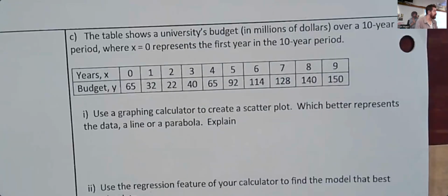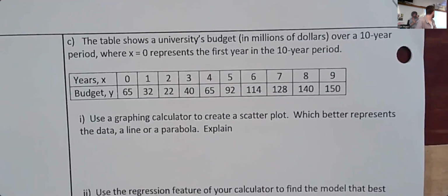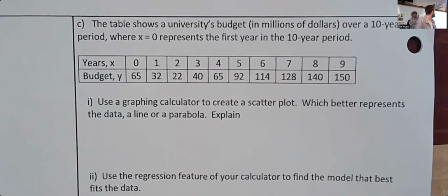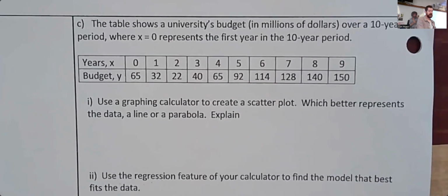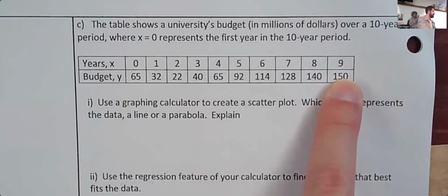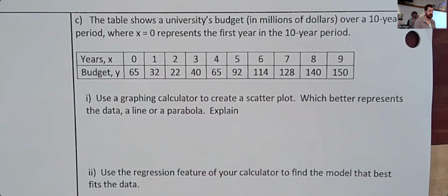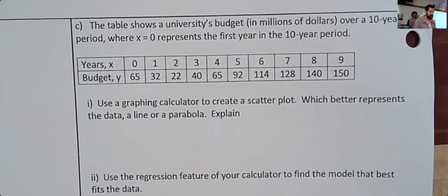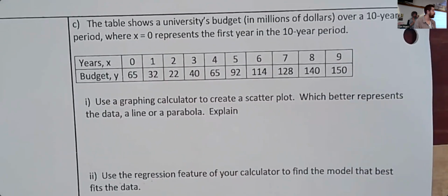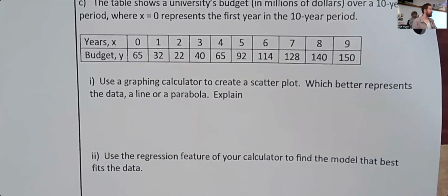Got a few things to do here. The table shows a university's budget in millions of dollars over a 10-year period where x equals 0 represents the first year in the 10-year period. So 9 would represent the 10th year in the 10-year period. 0 is the first year. Use a graphing calculator to create a scatter plot, which better represents the data, a line or a parabola, and then explain. So let's get a scatter plot.